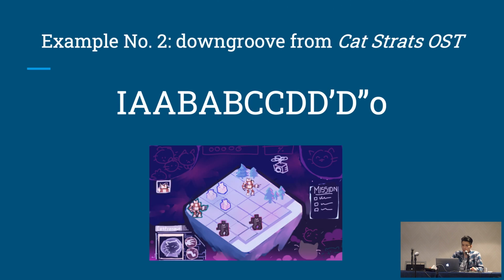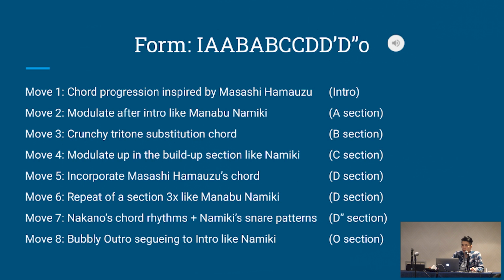Finally, this is an example of a track where I sort of used all the ingredients of my favorite composers. This is my Cat Strats soundtrack. It's IAABABCCDDD, so an outro. Let's give that a listen. These are all the moves that I stole from Masashi Hamauzu, Manabu Namiki, and Junya Nakano. This is just a fusion of the three composers.